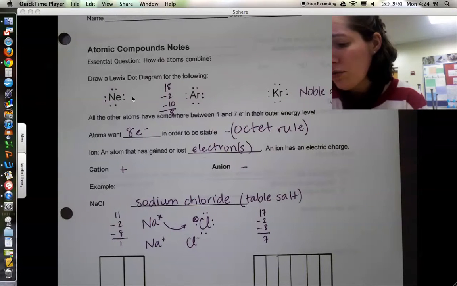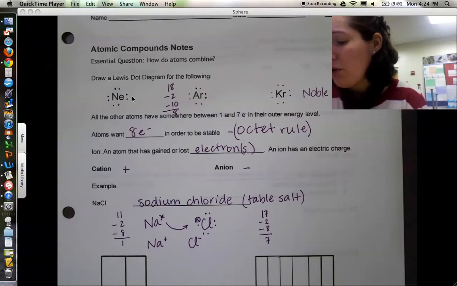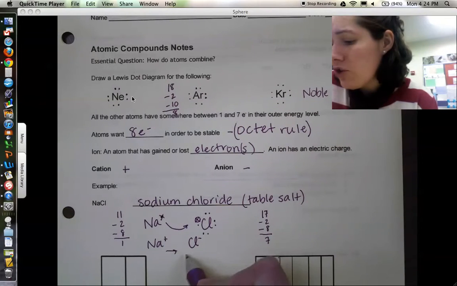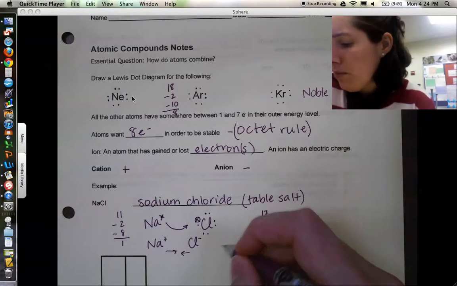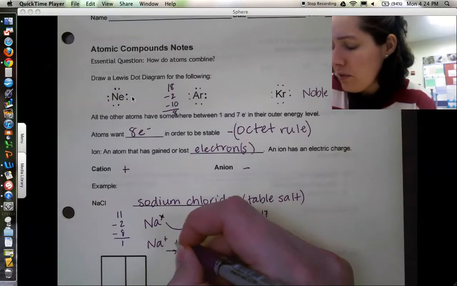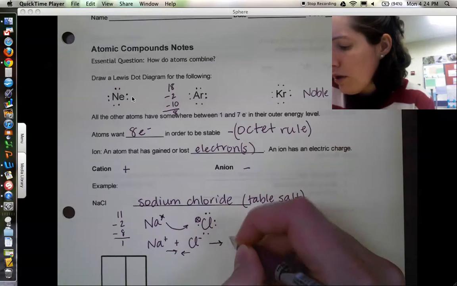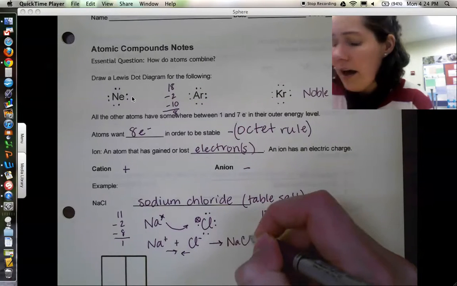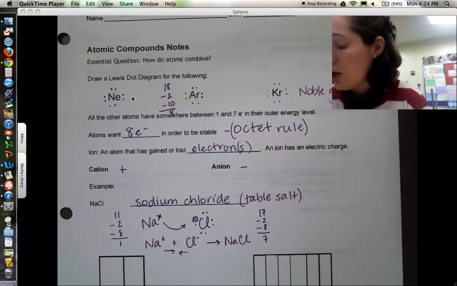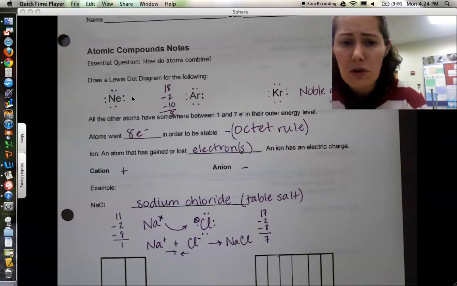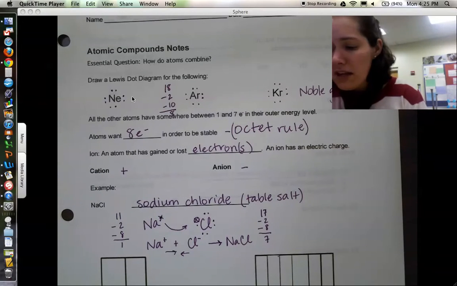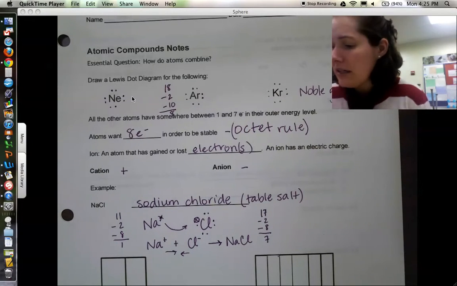And those two things have opposite charges. And so when they come close together, they're going to be attracted to each other, okay? And Na plus and Cl minus will form NaCl. And NaCl is the compound sodium chloride. Now, why is it sodium chloride? Well, we'll learn that in a few minutes.